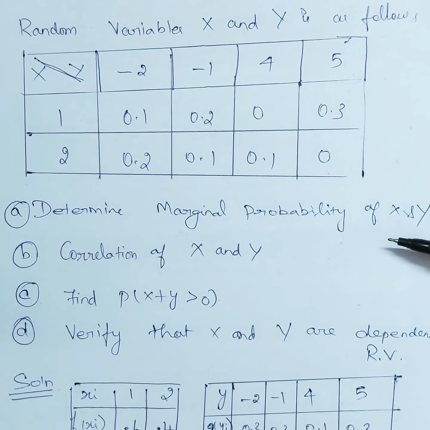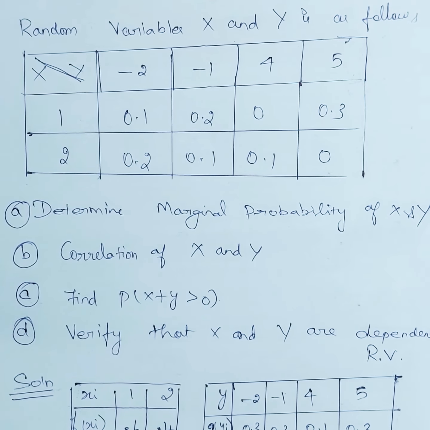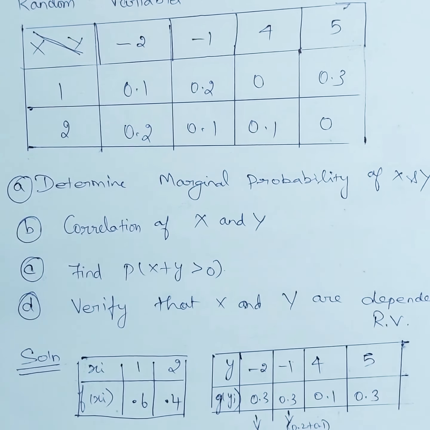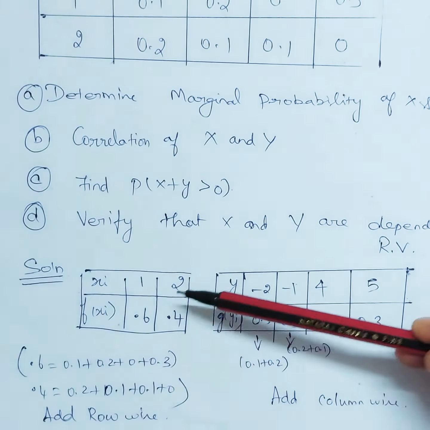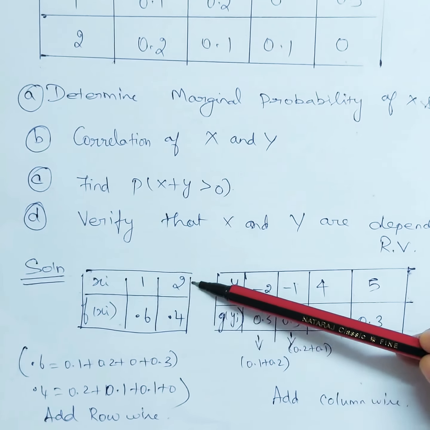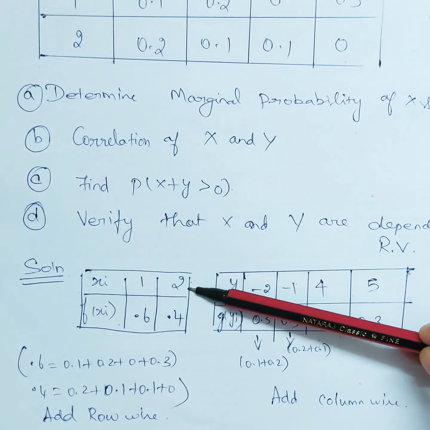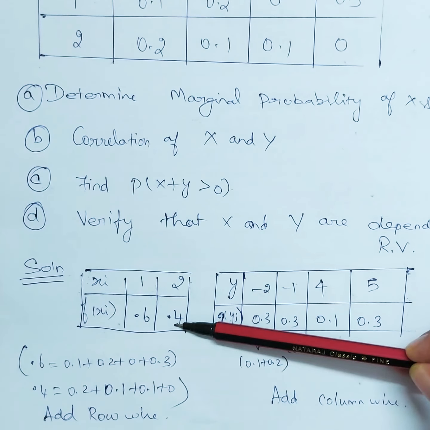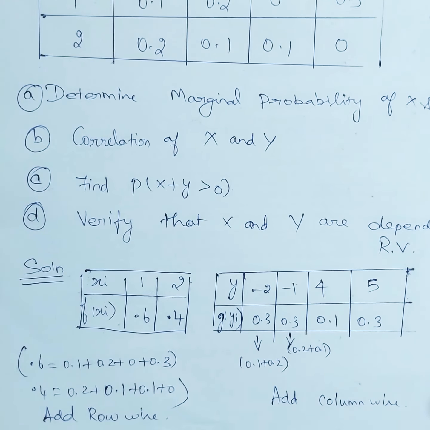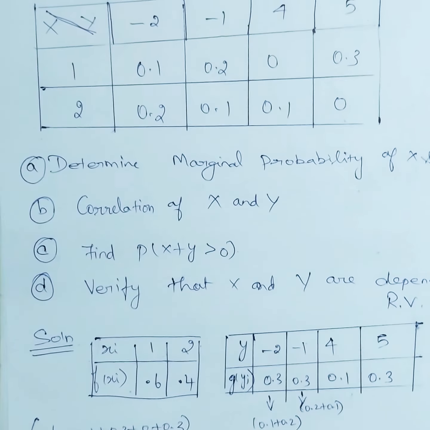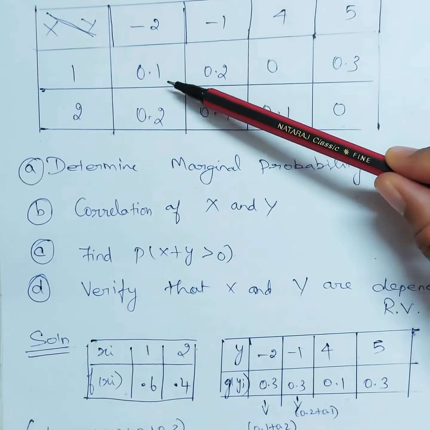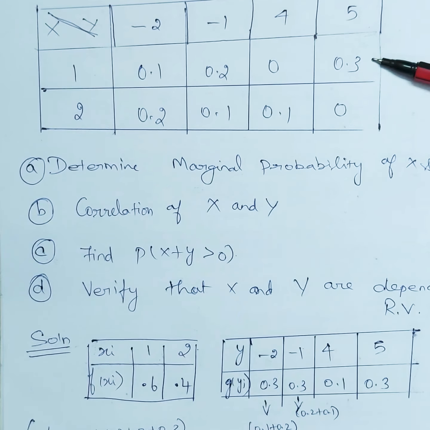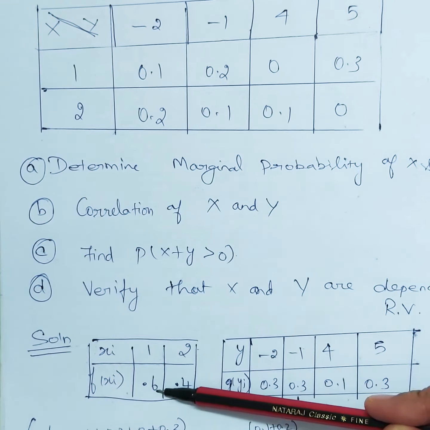So now we have to find the marginal probability of x and y. Correct? So first of all we have to write down the values of x. Now if you see, x is taking the values 1 and 2, so I have written these values here, 1 and 2. Now we have got 0.6 and 0.4. How? For x we will add all the values in each row. For example, if you see the table, 0.1 plus 0.2 plus 0 plus 0.3. So this will give 0.6. That is what we have written here.